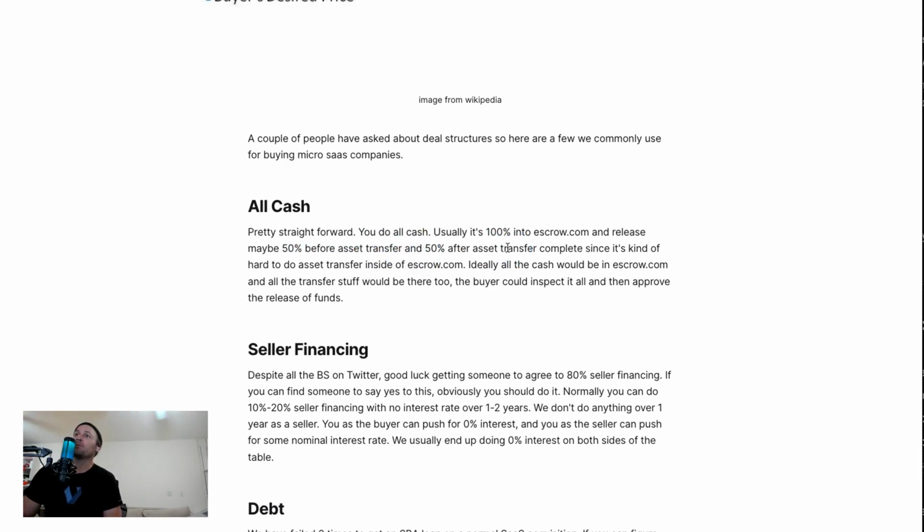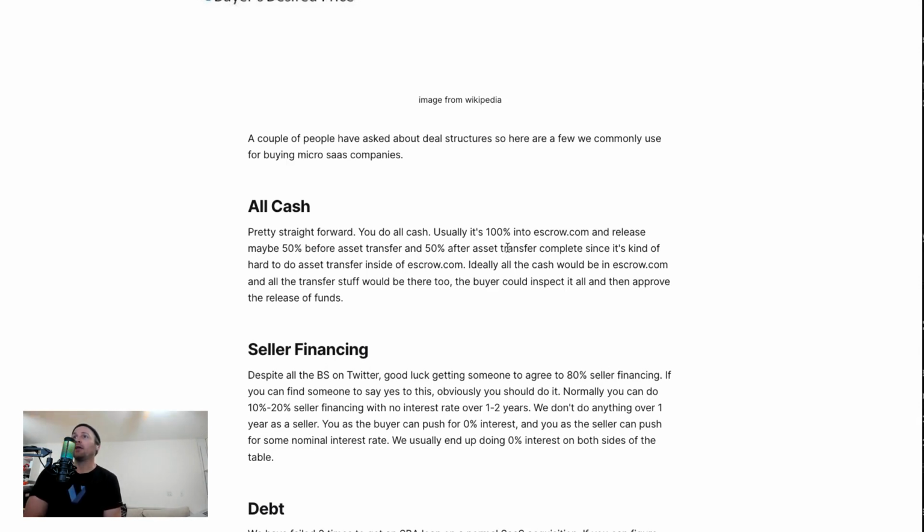Asset transfers are a little bit more difficult to do inside of escrow.com. Typically, when you go into their UI, and I haven't been in there in a while, I actually really don't like escrow.com. They make everything a pain in the ass, like validating your LLC and all that stuff. It has almost always caused delays for us, but they're typically known for domain transfers.